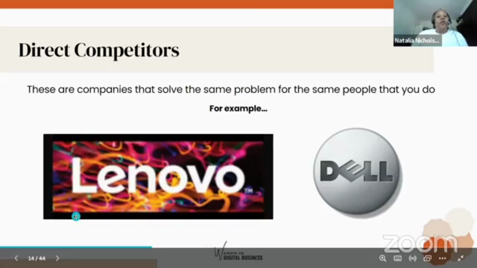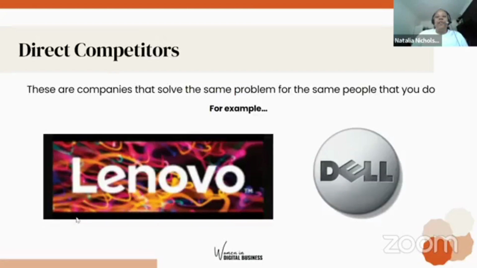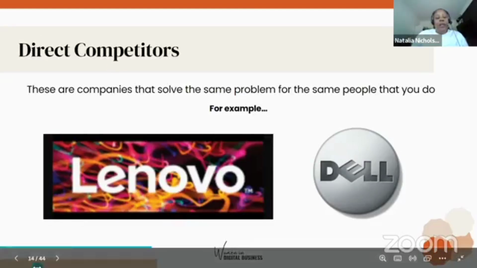So first of all, you've got direct competitors. These are companies that solve the same problem for the same people that you do. So Lenovo, HP, Dell, these are all companies that make Android laptops. Okay. So who are your direct competitors? And as I'm asking these questions, guys, I actually want you to answer them.